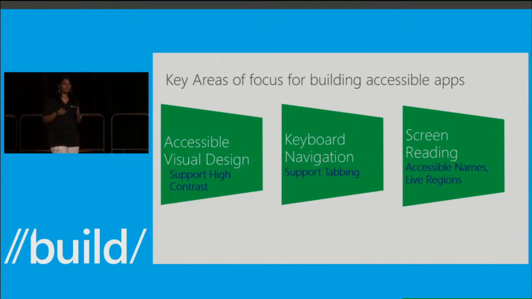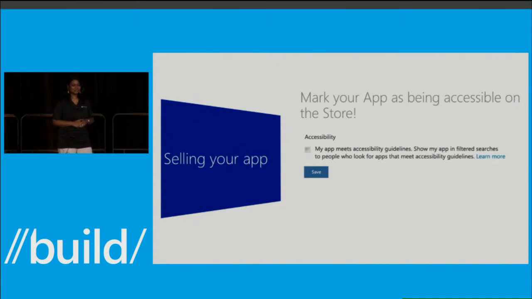Excellent. So now all three categories are green. We did high contrast. We took care of keyboard navigation. We added tabbing in there. We added accessible names. Live regions took care of the third category. So we're all green. What happens next? We go to the store.